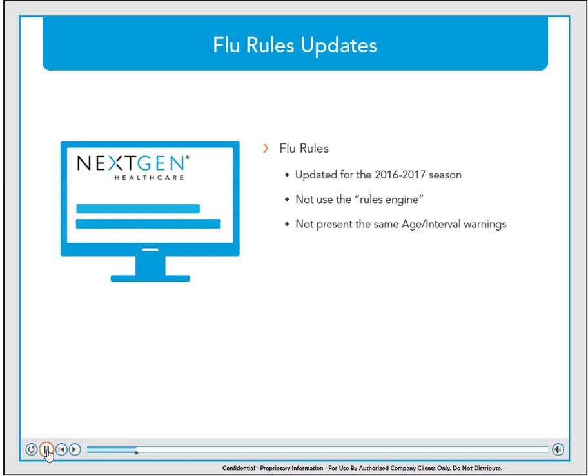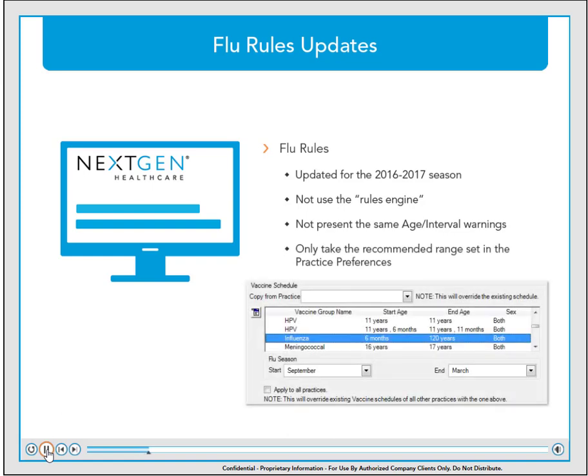Because influenza is an annual vaccine, it will only take the recommended range set in the practice preferences. For example, it won't display the Do Now status until the patient reaches 6 months of age and older, and the time is within the flu season range.